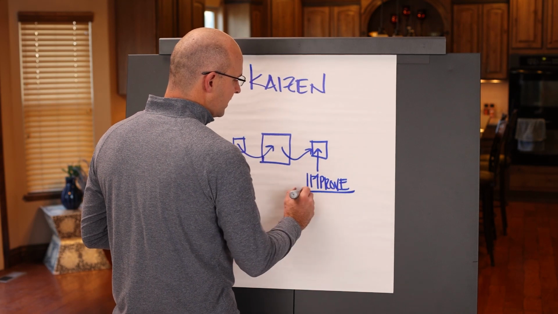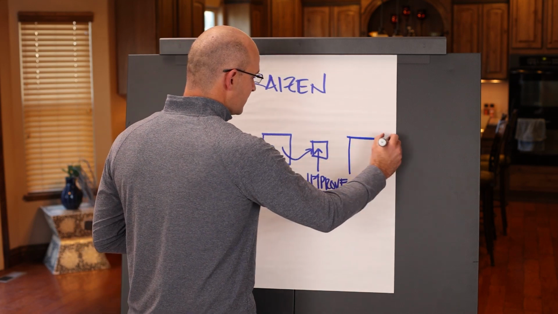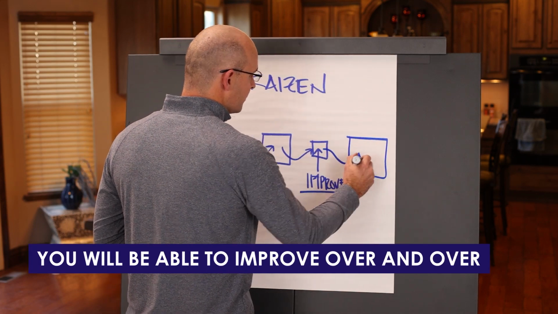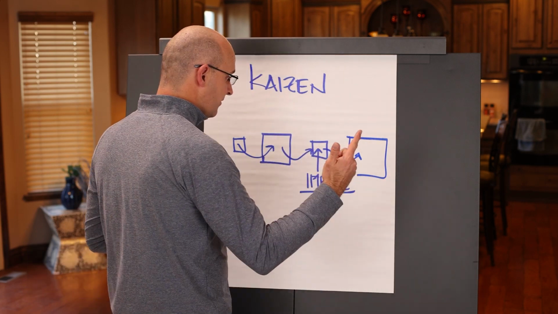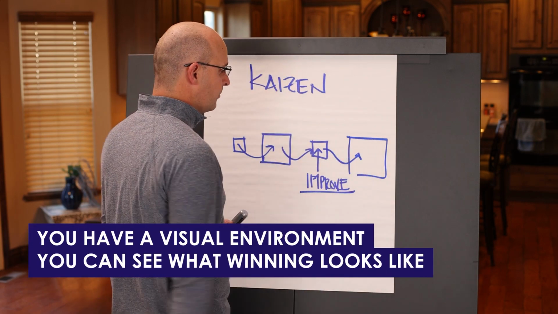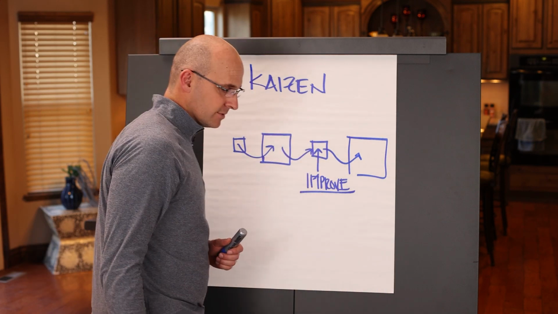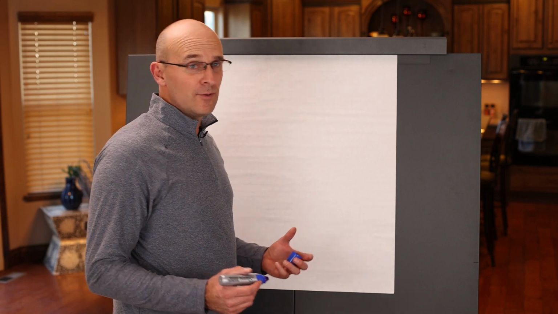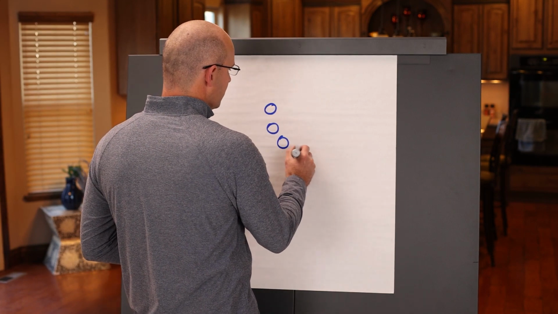How can I do it faster? How can I do it safer? And then when you go to do this the second time, you will be able to improve over and over because you're doing things one at a time. You have a visual environment, you can see what winning looks like, and you're committed to improving using the Kaizen principle.